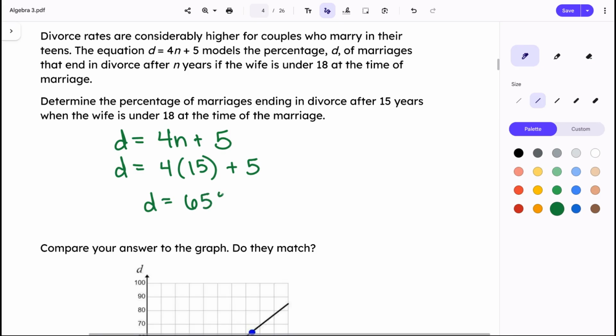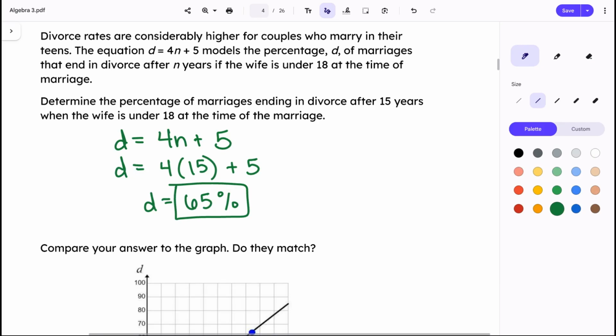That would be 65 percent. That's saying that someone who's been married 15 years would have a 65% chance of being divorced. That's what the study's saying. They're saying if you got married to your wife who was under 18, then after 15 years, there's a 65% chance that you guys are no longer married.